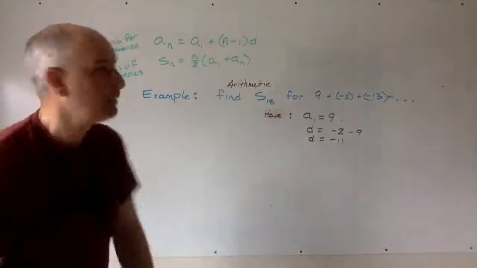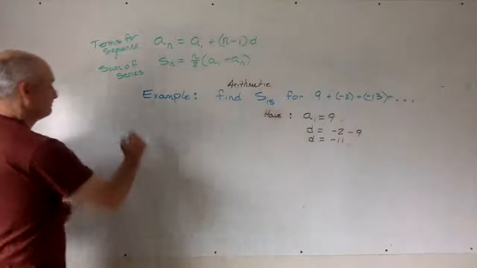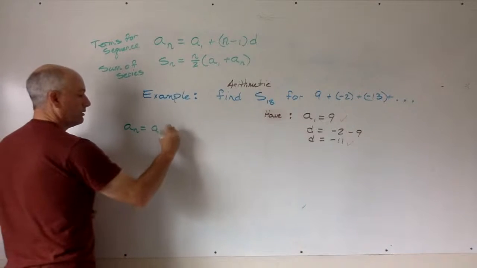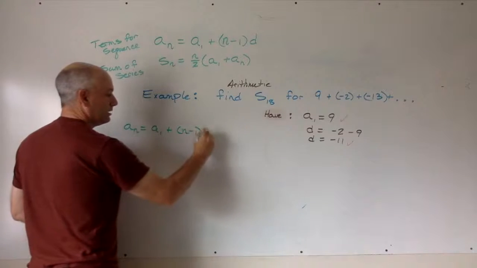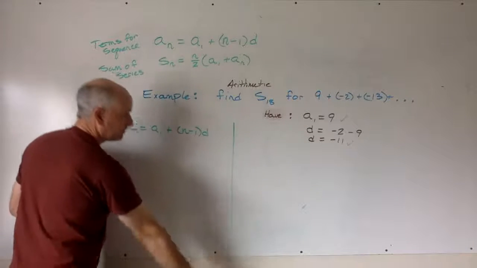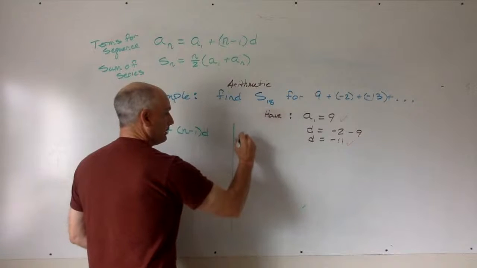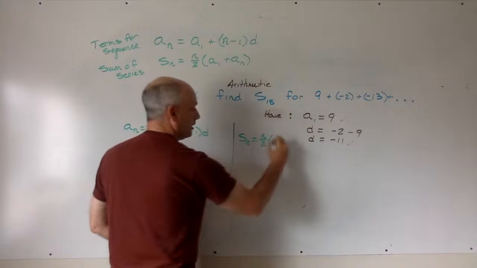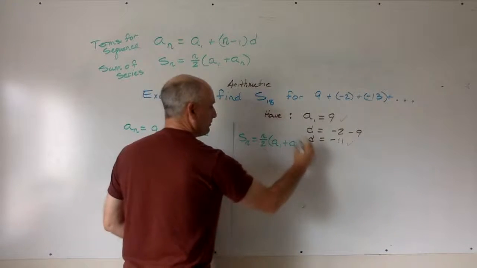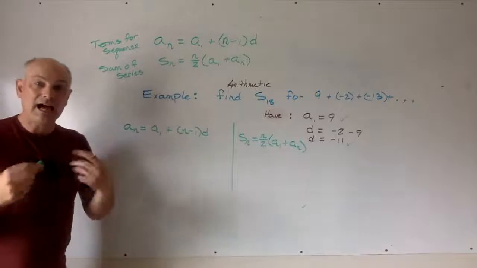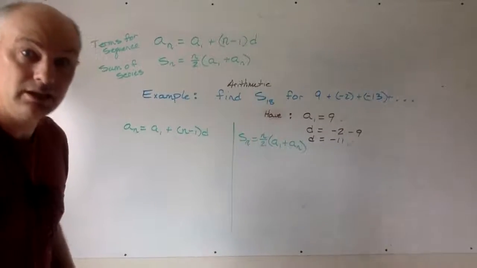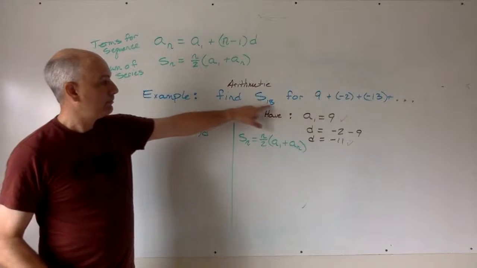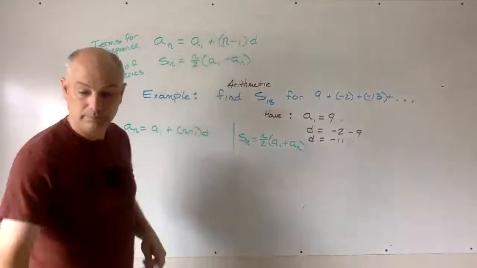I'm going to write out both formulas side by side. A sub n is equal to a sub 1 plus n minus 1 times d. And I'm not going to be quite on the same line here. S sub n is equal to n over 2 times a sub 1 plus a sub n. Now, let your observation of information help you through the problem. We need to find what? S sub 18, don't we?